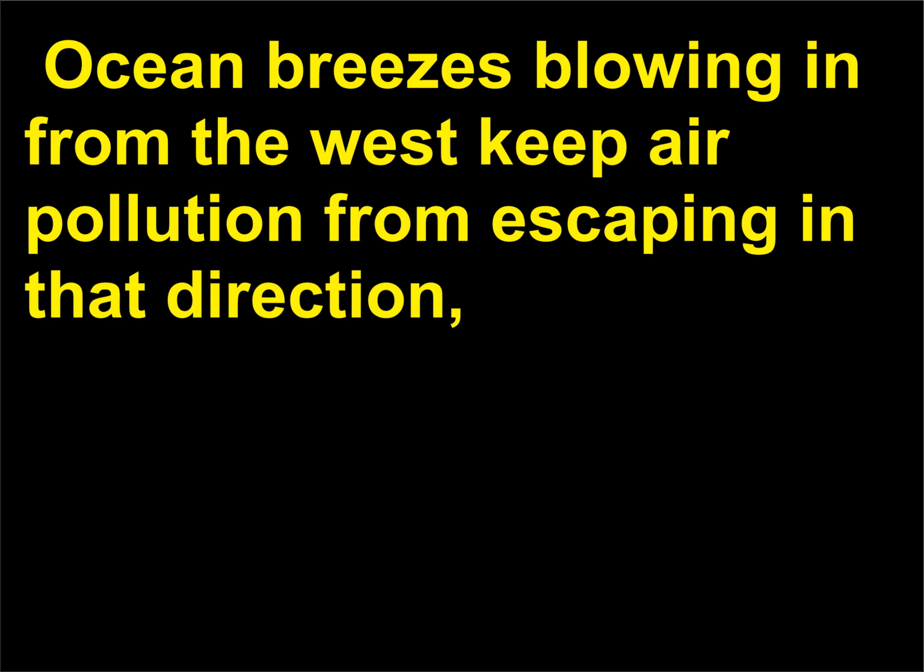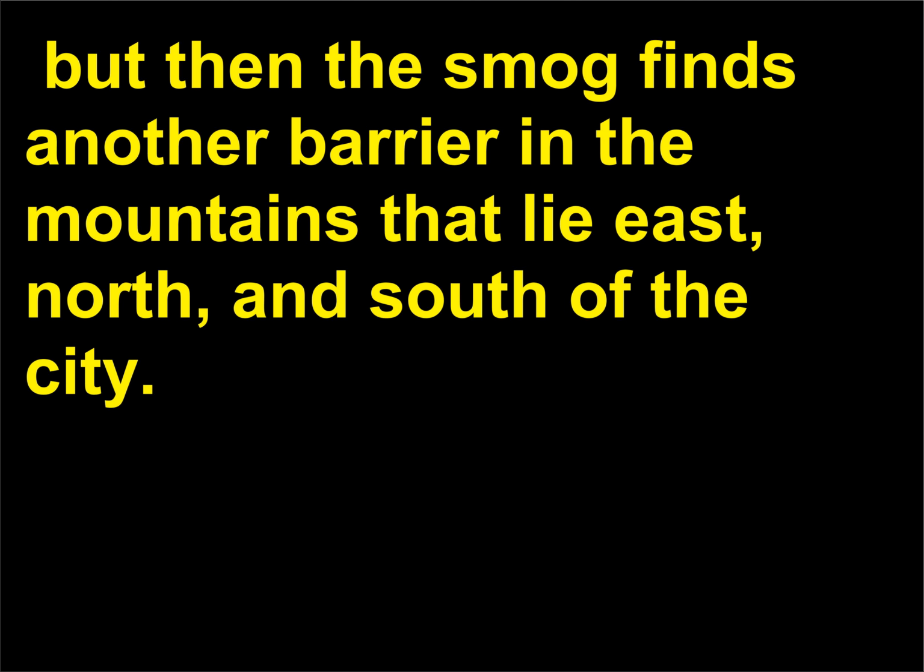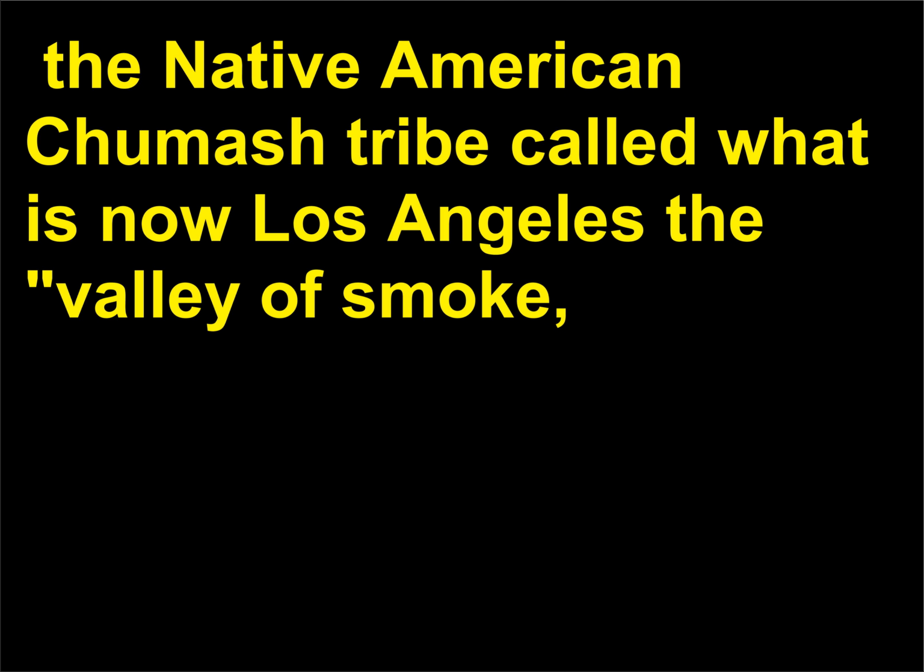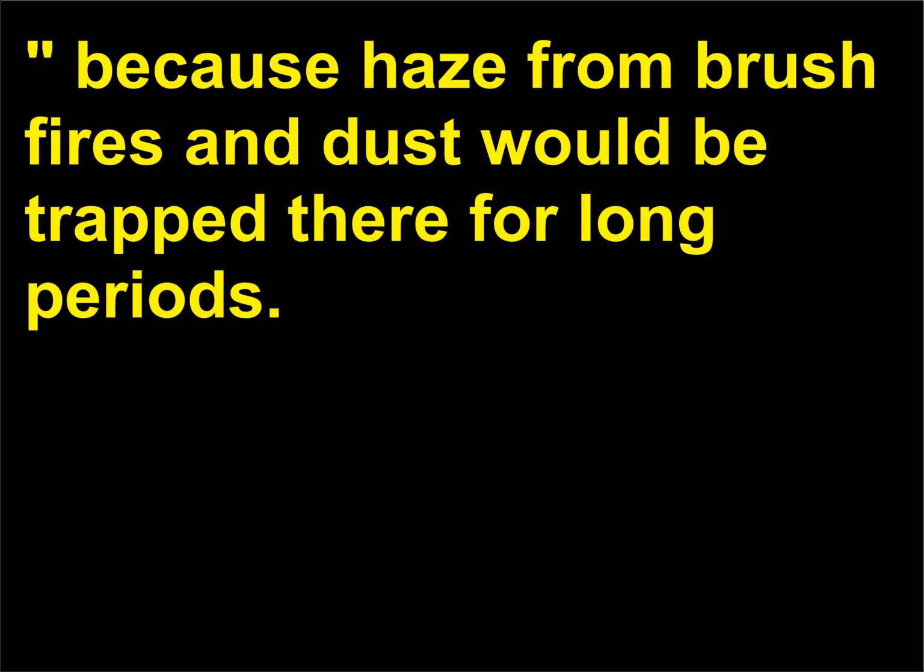Ocean breezes blowing in from the west keep air pollution from escaping in that direction. But then the smog finds another barrier in the mountains that lie east, north, and south of the city. Even before Spanish and other European settlers came to the area, the Native American Chumash tribe called what is now Los Angeles the Valley of Smoke, because haze from brush fires and dust would be trapped there for long periods.